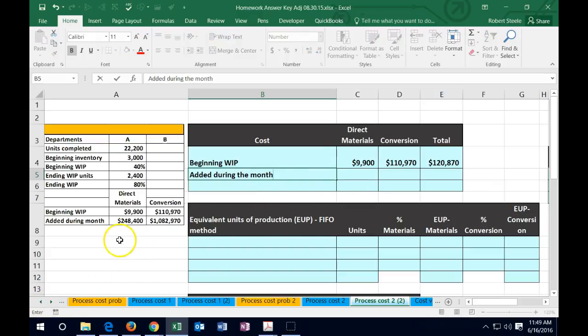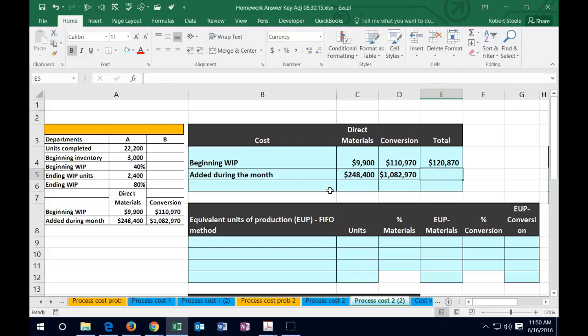We're going to add to that the dollar amount that was incurred during the month for direct materials and conversion. Remember that conversion means it's the stuff that changed the direct material to the end product. So that's going to be things like direct labor and overhead, things that converted the direct material. So that's going to be the 248.4 and the 1,082,970 for conversion. Once again, we can sum those up using the sum function, 248.4 plus the 1,082,970 gives us the 1,331,370.